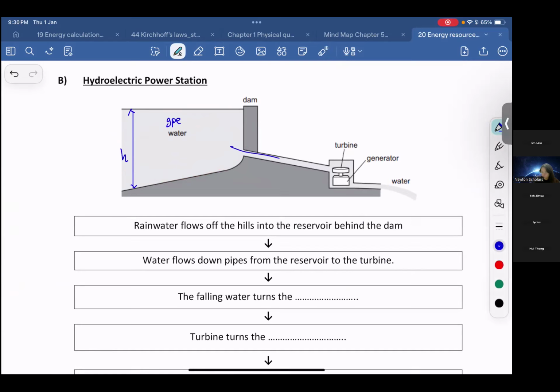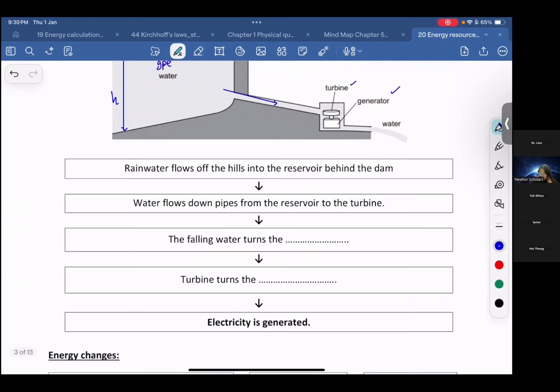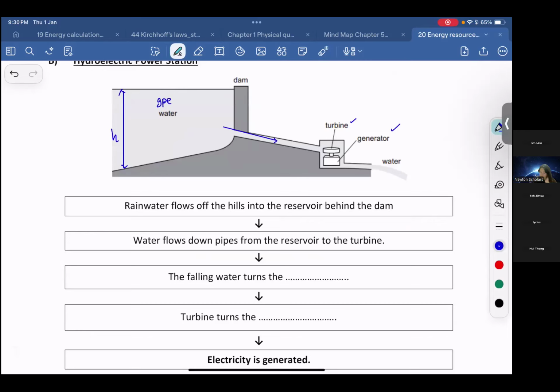Then the water will flow. The water flows, turns the turbine, and turns the generator. So that is the thing. At the end, we only want to turn the generator. Rainwater flows off the hill into the reservoir behind the dam, so we store GPE here. Water flows down the pipe from the reservoir to the turbine.